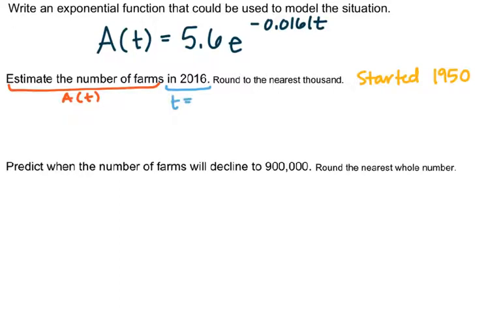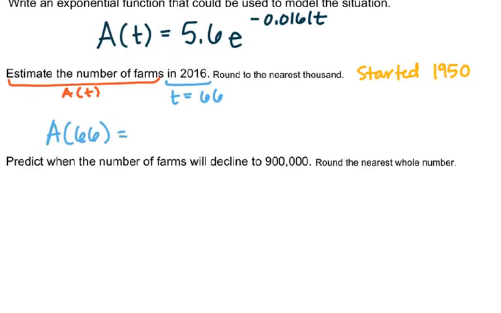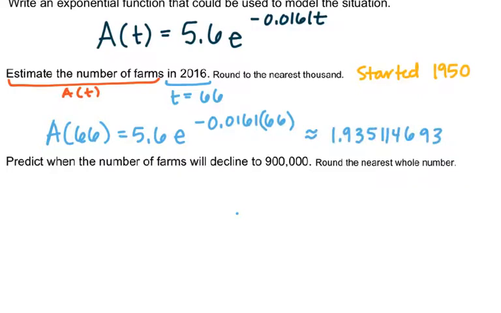And what does time equal in this situation? Because we're dealing with 2016, that is 66 years after 1950. So A of 66 equals 5.6 e to the negative 0.0161 times 66. So at this point, we can plug this right into our calculator. And we get this output value, 1.935, with continuing decimals.